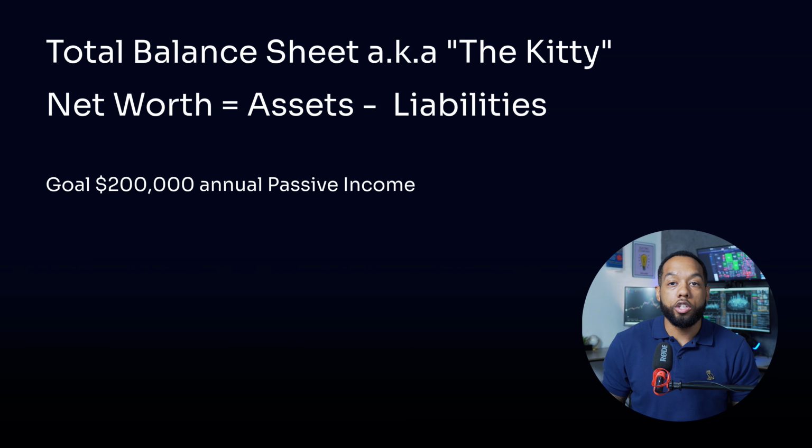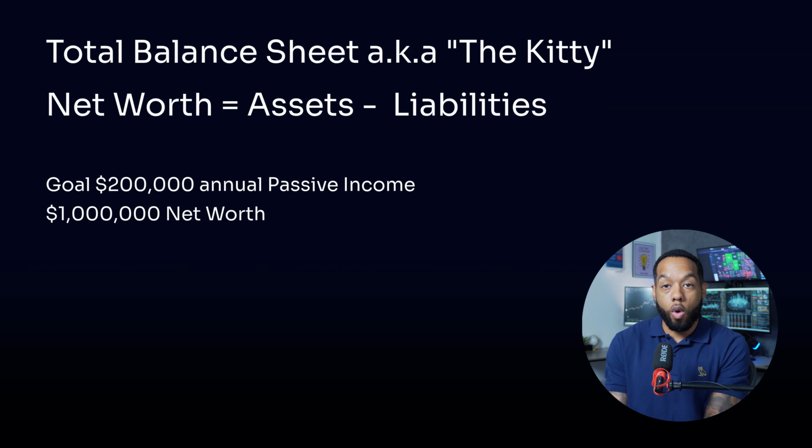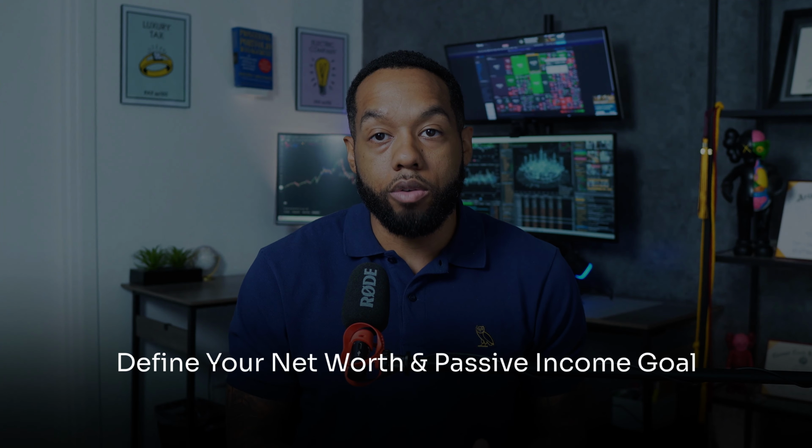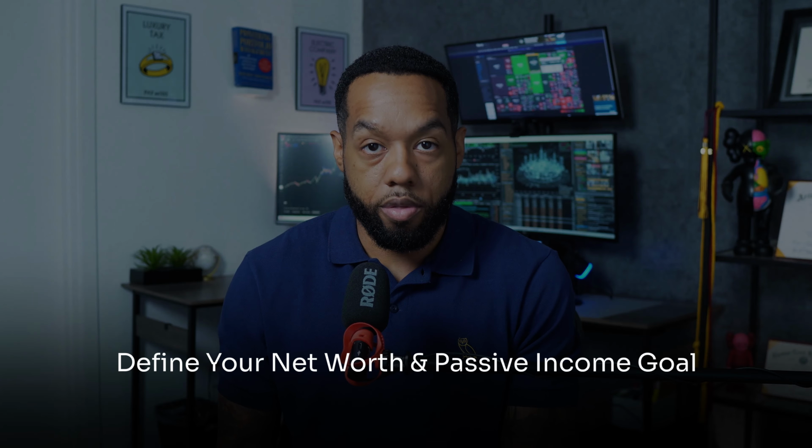Let's say that we want to generate $200,000 of passive income, and we have a $1 million balance sheet. Well, this means to generate that passive income goal, we would have to take our entire balance sheet, every asset that we own, and generate a 20% yield on it. This is unrealistic, as it would take on a lot of risk in the portfolio, and we don't want our entire portfolio in one vehicle that's just generating yield and not continuing to grow the balance. So we want to write down what is our total net worth.